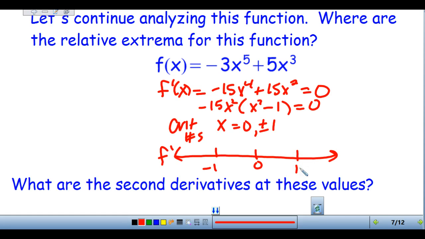After plugging in some test values into the first derivative, I ended up getting the first derivative negative on this interval, positive on this interval, positive on this interval, and negative on this interval. So what that means is f would be decreasing and then increasing, increasing some more, and then decreasing. So then where are the relative extrema for this? There will be a relative min at negative 1, and there will be a relative max at x equals 1.